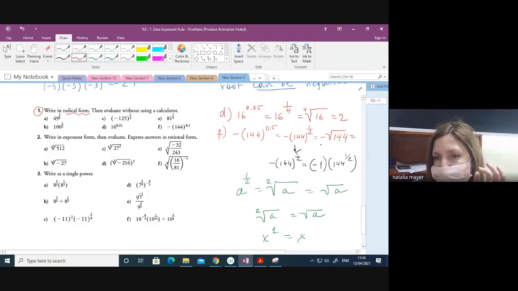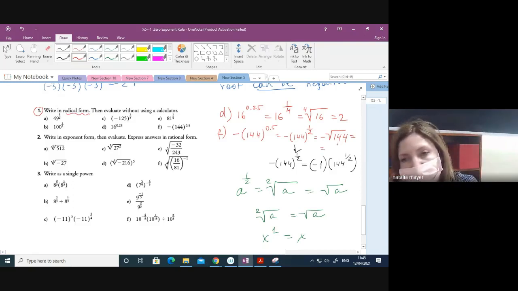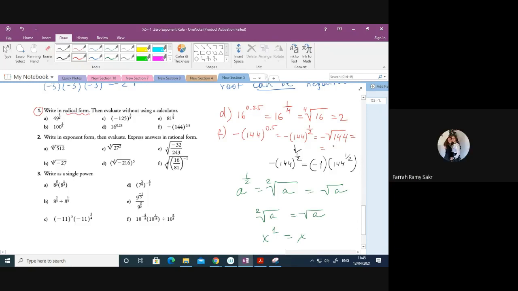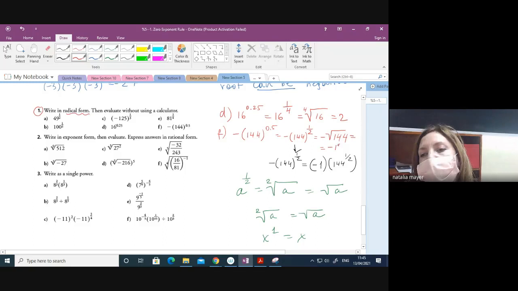Negative square root of 144. I want you to use the calculator. Or maybe you know that 144 is a perfect square. So what's the final answer? 12, I think. Negative 12. The negative didn't go anywhere. It's still there, right? Negative 12. Any other questions about F?